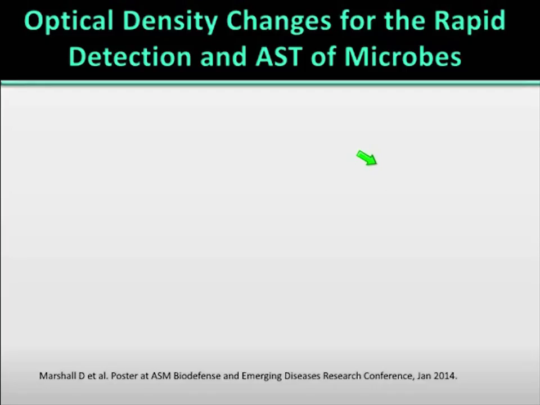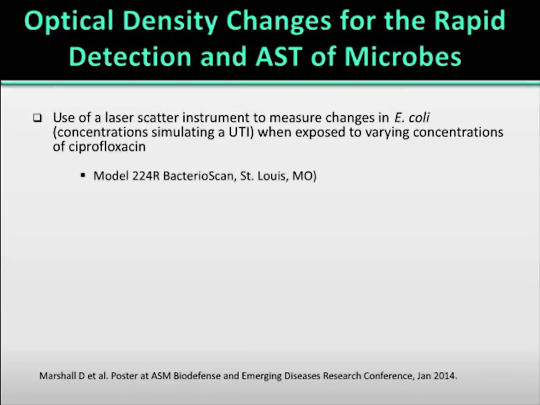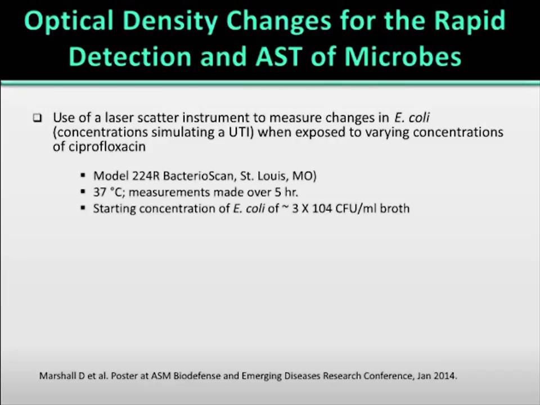And so basically what we're talking about here is using this, what was once developed as a urine screen, now to potentially be able to predict susceptibility of microbes that are found in specimens, whether it be a urine specimen or potentially something like a blood culture specimen. And so the use of laser scatter instrument, BacterioScan, to measure changes in E. coli in concentrations that would simulate a urinary tract infection when these E. coli organisms were exposed to varying concentrations of the drug ciprofloxacin.